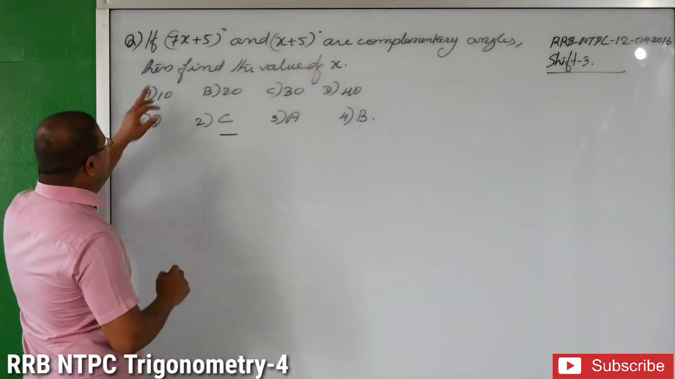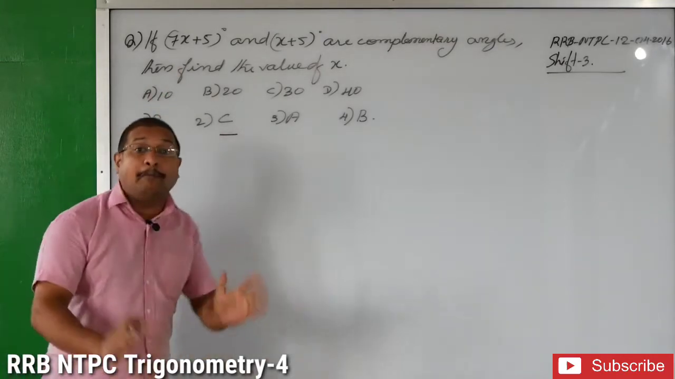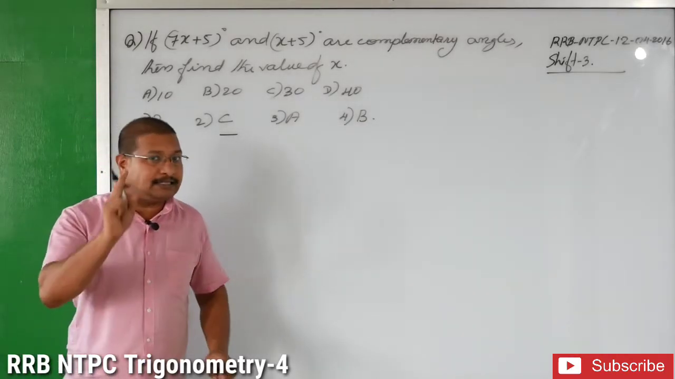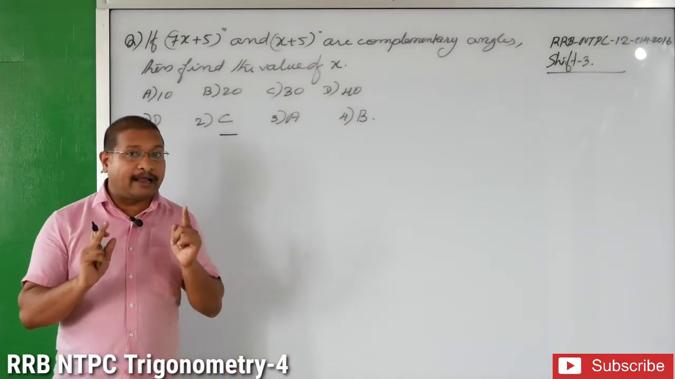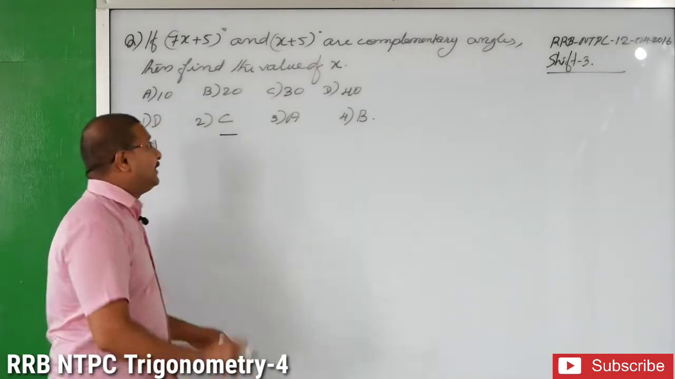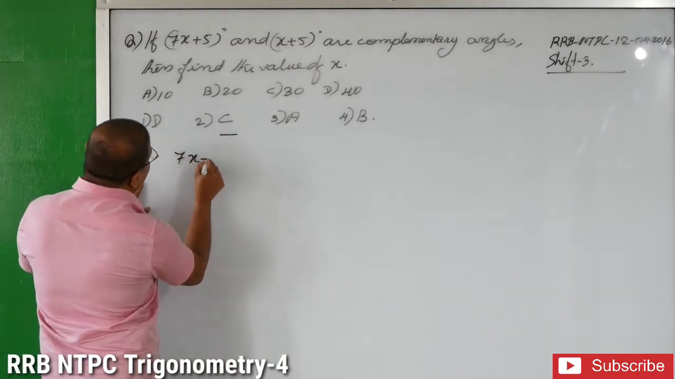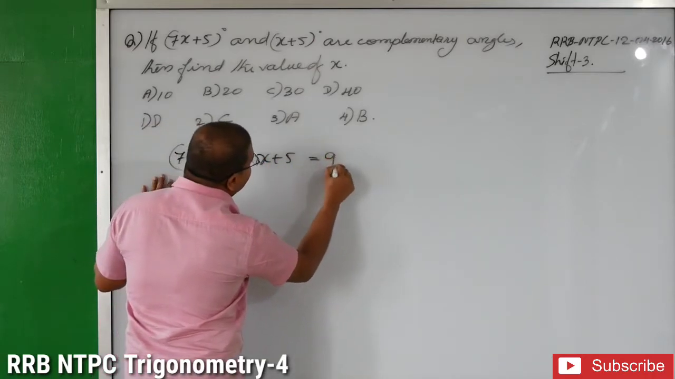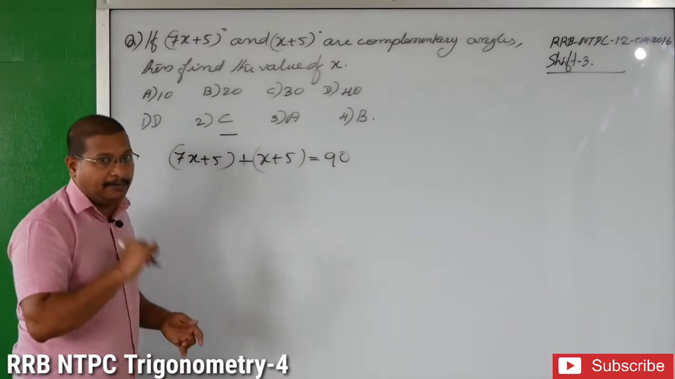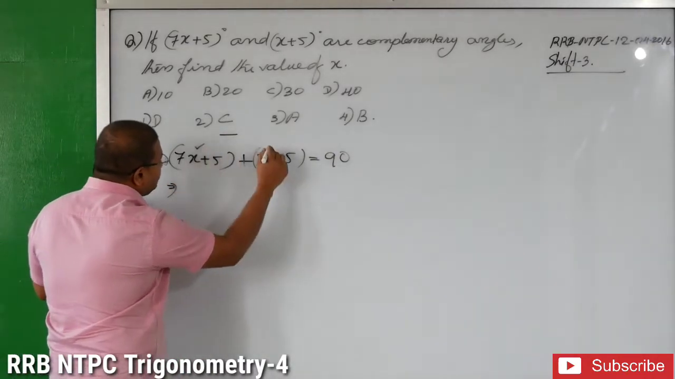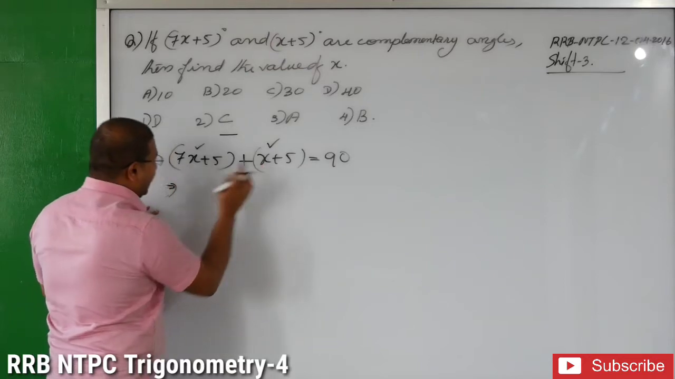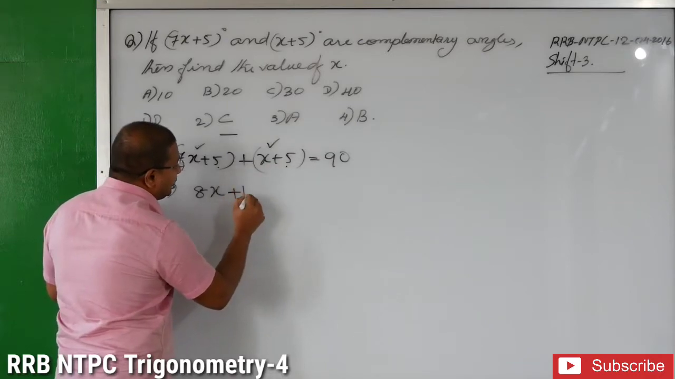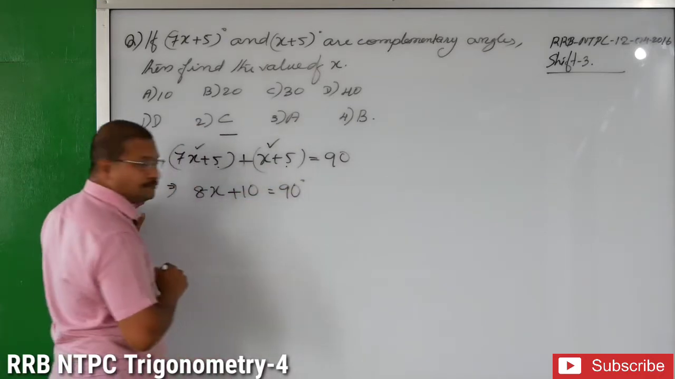What is given? 7x plus 5 and x plus 5 are complementary angles. Complementary angle means the sum of the angles is 90 degree. Already here, 7x plus 5 plus x plus 5 equals 90 degree, because it is given that they are complementary angles. This implies 7x plus x, that means 7x plus 1x, that is 8x. After that, 5 plus 5, that is 10, equals 90 degree.